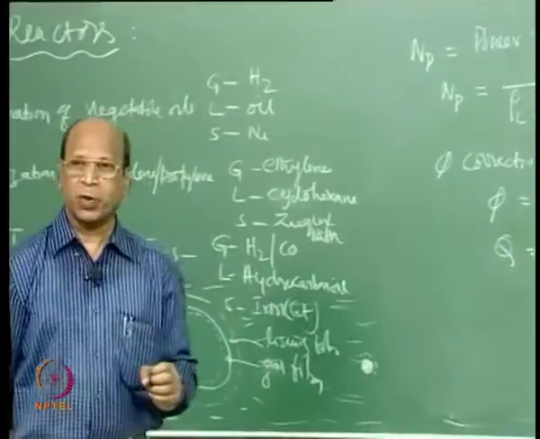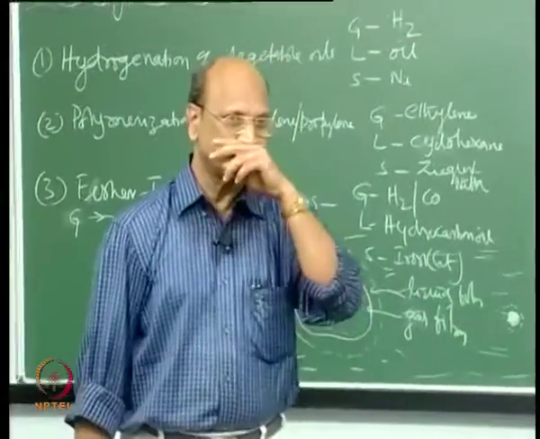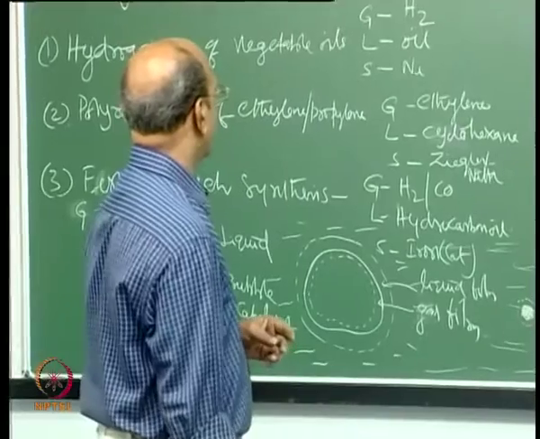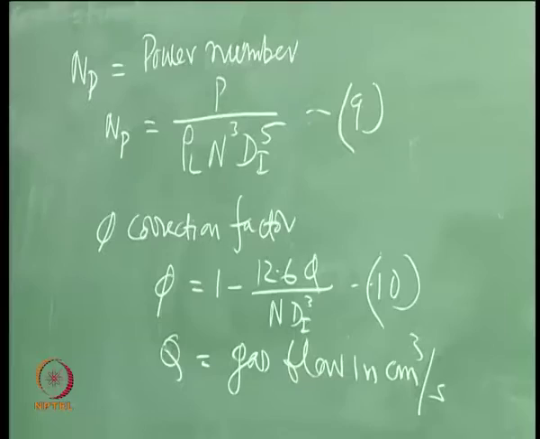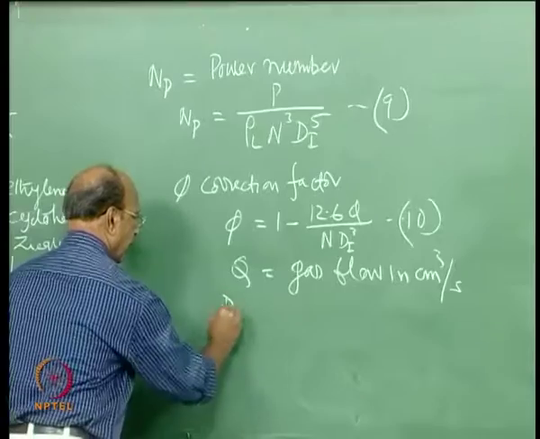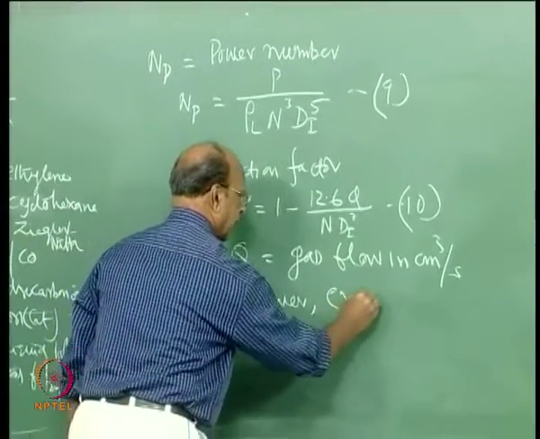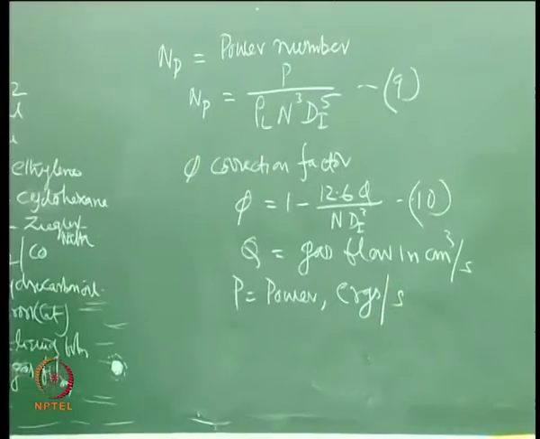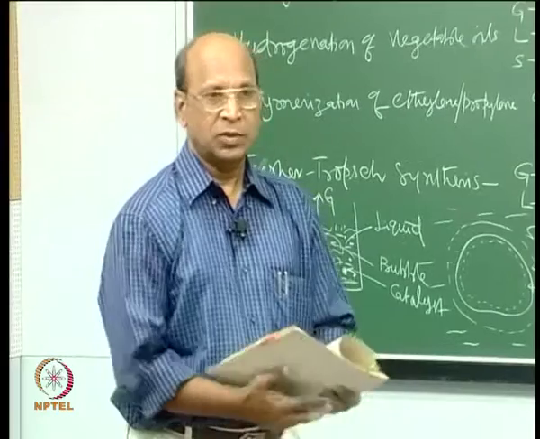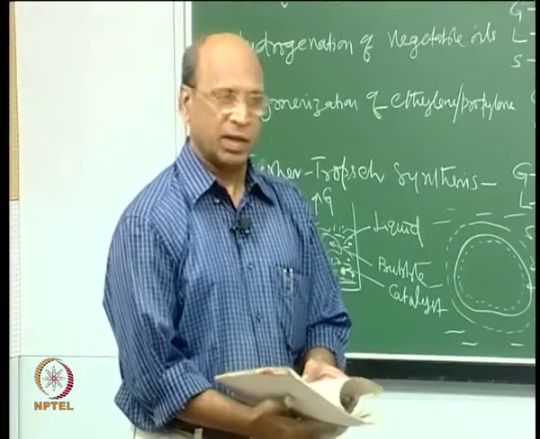There is another very simple correlation. P is power, in ergs per second. Anything else missing? So that is why we have another equation for examinations.